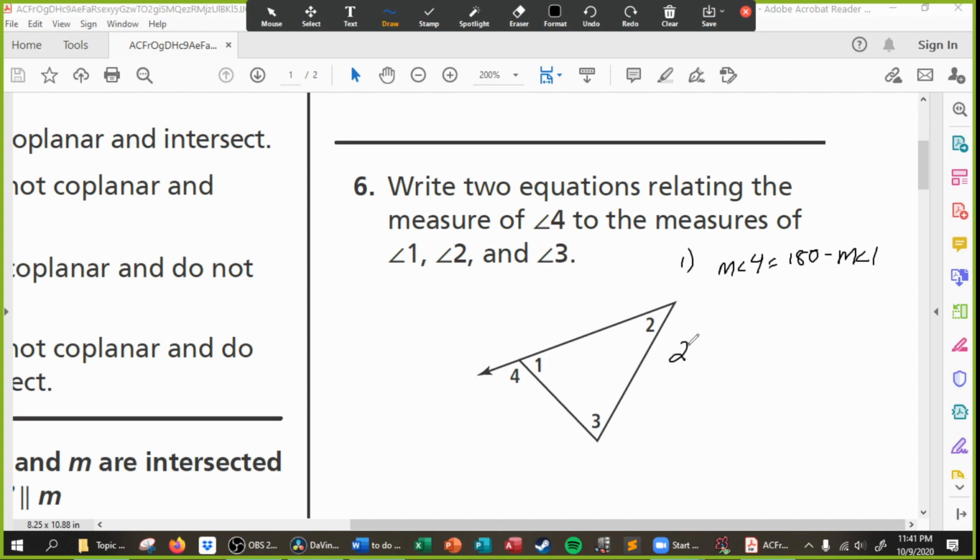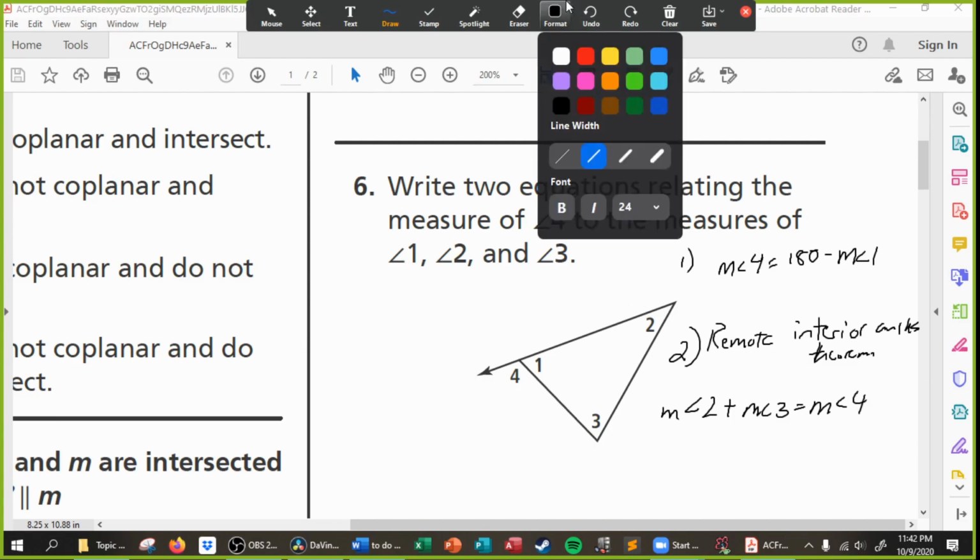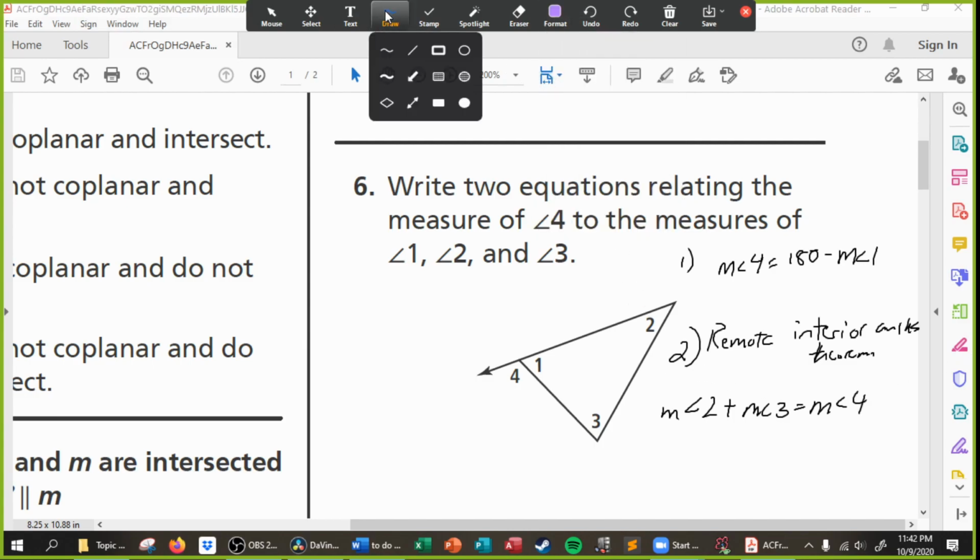And my second way I can do it is by the remote interior angles theorem. And that just says that angle 2 plus the measure of angle 3 is equal to the measure of angle 4. Keep in mind that remote simply means isolated or far away.